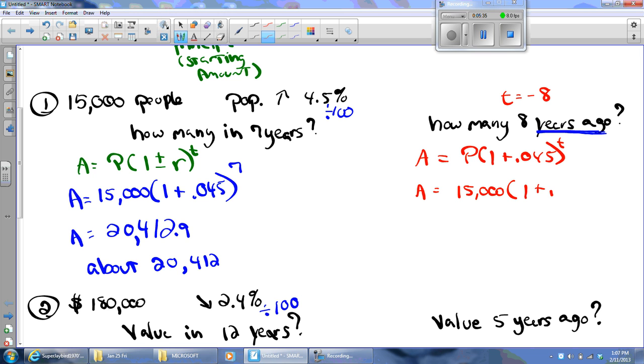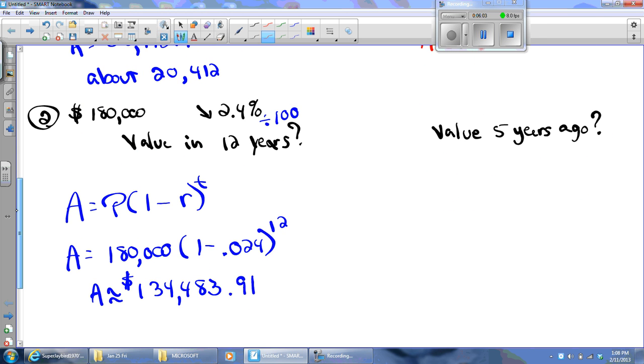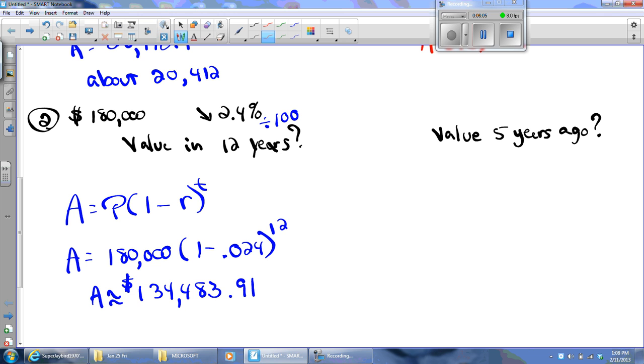1 plus 0.045, and then make my time negative. And if I do that, I can get my answer very simply without making the problem too complex. And I really like it because the negative time is just like going back in time. And so in this case, the population of the town was only 10,547 approximately.